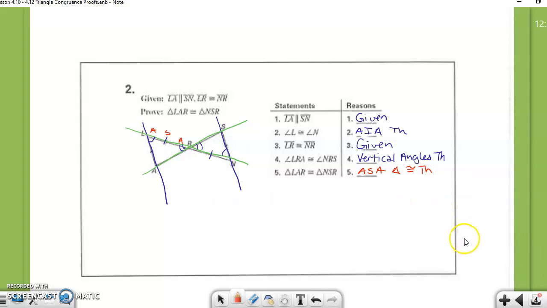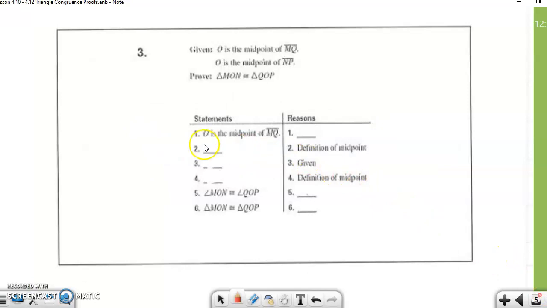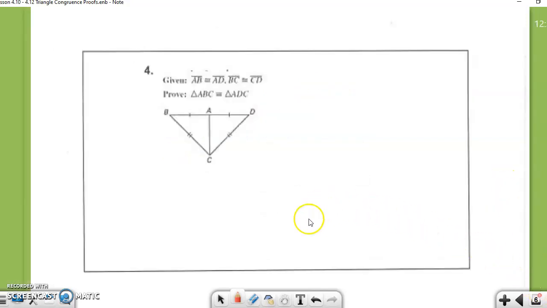You can pause the video to digest and come back. This one is actually the same as number 1. So let's look at the next one.